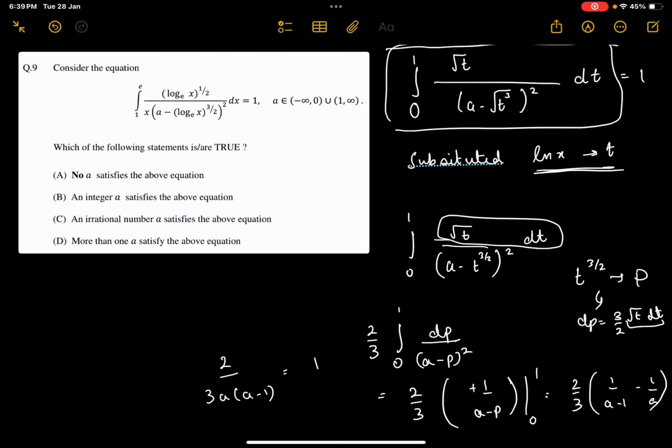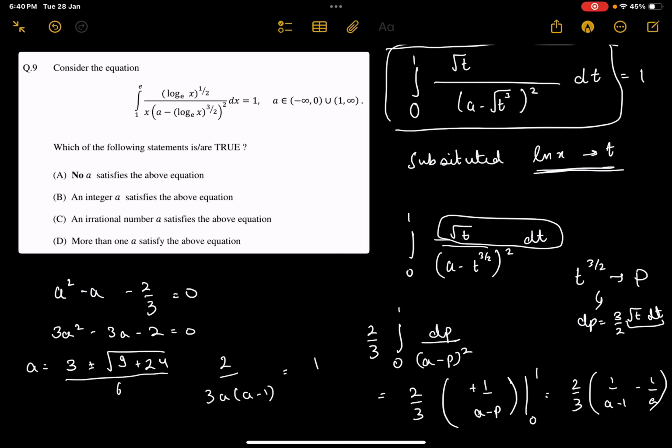Okay, so now we have a square minus a minus 2, or rather we'll multiply this whole by 3. Wait, let's not skip steps here. We have 3a squared minus 3a minus 2 equals 0. a equals 3 plus minus under root of b squared, which is 9 minus 4 into minus 2 into 3, which is 9 plus 24, 33, over 6.